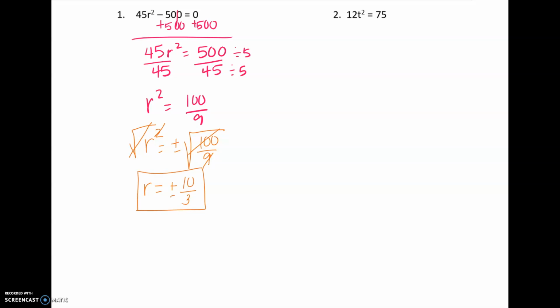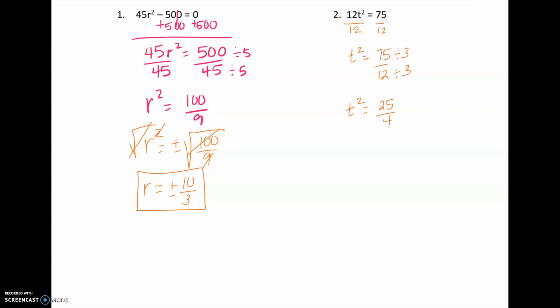Okay, let's try the next one. 12t squared equals 75. To get t squared by itself, I'm going to divide by 12. T squared equals 75 over 12. They're both divisible by 3. So I get t squared equals 25 over 4.